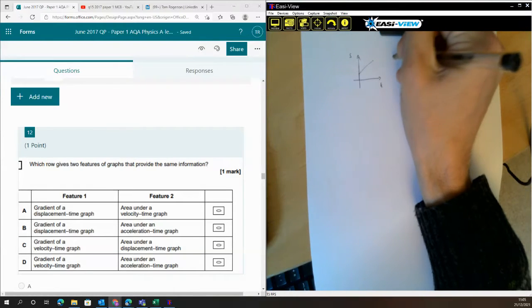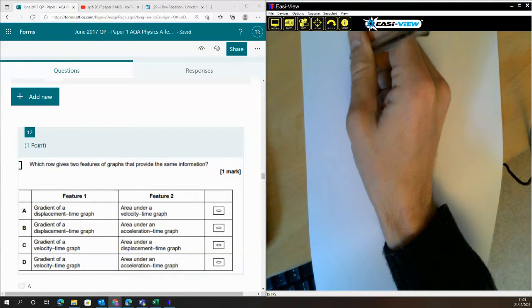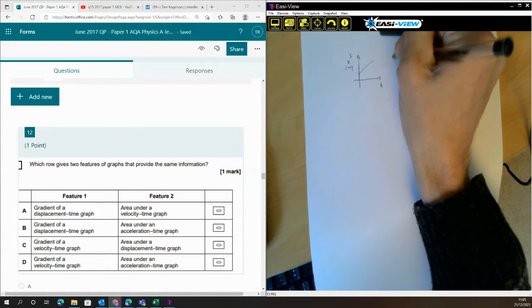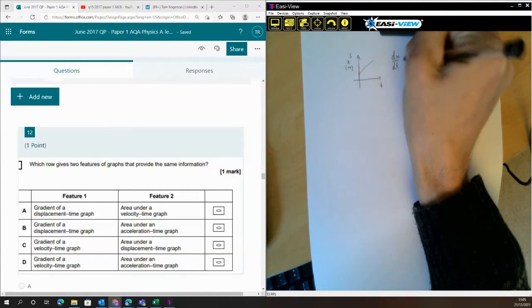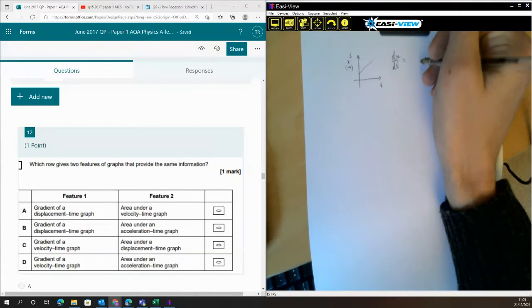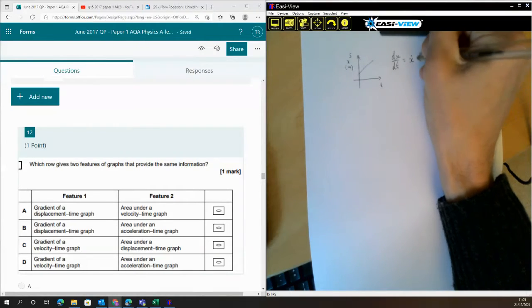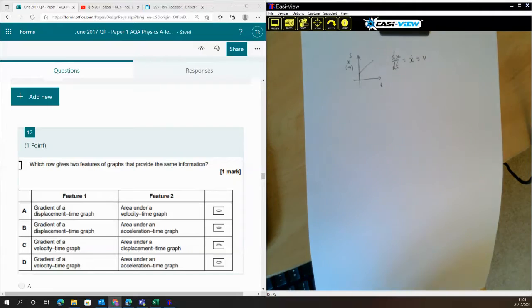So the gradient of that, if it was something like x in meters, dx by dt, for those of you doing mathematics who are confident with that, you can show as x dot, which is the velocity v. So mathematically, you might see it as x dot, dx by dt, the first order differential.